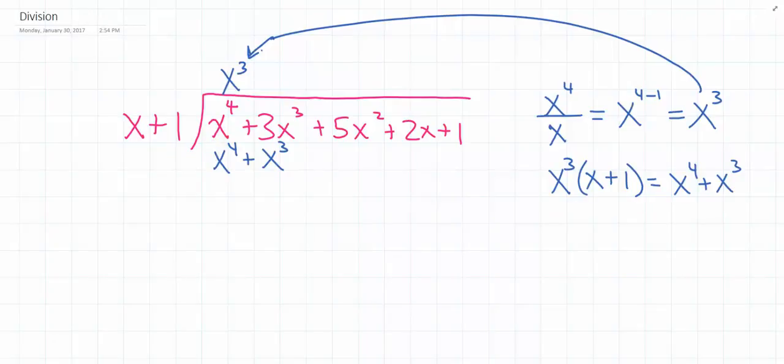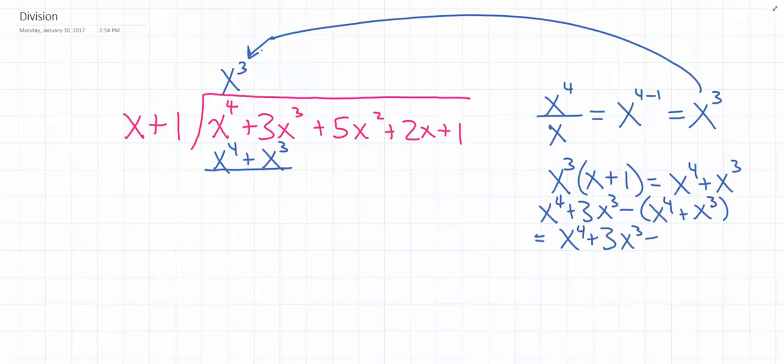Now, the next step is I'm going to subtract. So I'm going to take x to the fourth plus 3x cubed minus the whole thing, x to the fourth plus x cubed. And of course, that is going to be x to the fourth plus 3x cubed minus x to the fourth minus x cubed. Combining like terms, what you get is just 2x cubed. Then you bring down the very next term, and the process starts over.